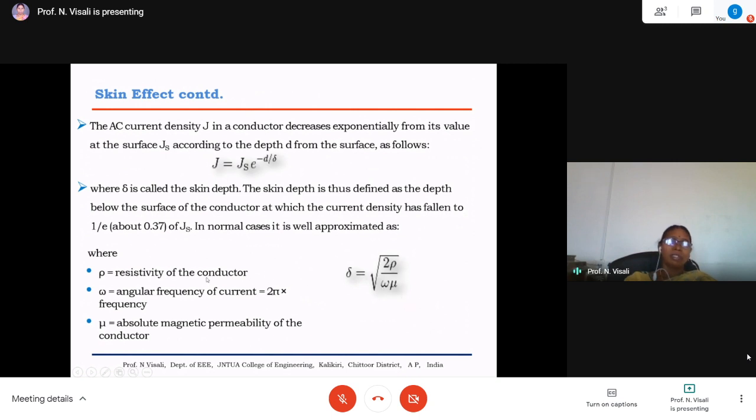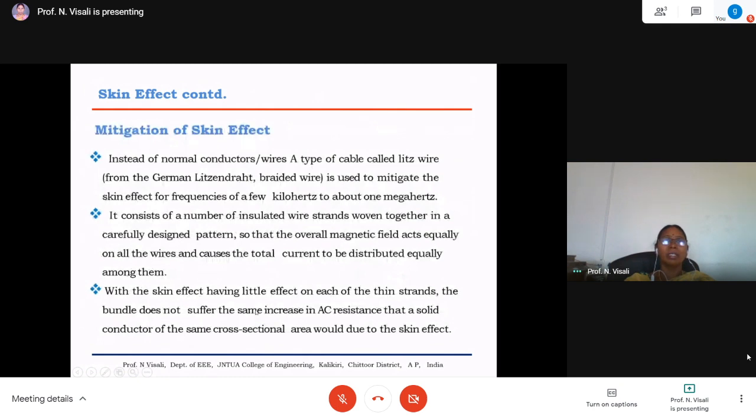Rho is the resistivity of the conductor, omega is the angular frequency of the current, and mu is the absolute magnetic permeability of the conductor. So when the resistivity increases, the depth increases. That is the meaning here. How to reduce the skin effect? The effect of skin effect is that the overall resistance of the conductor increases.